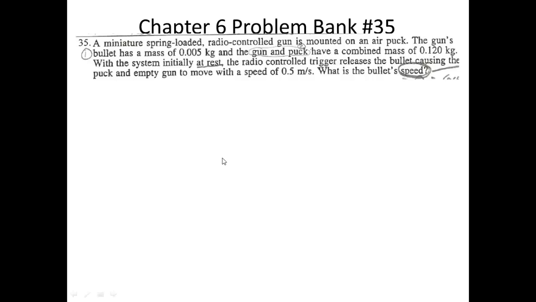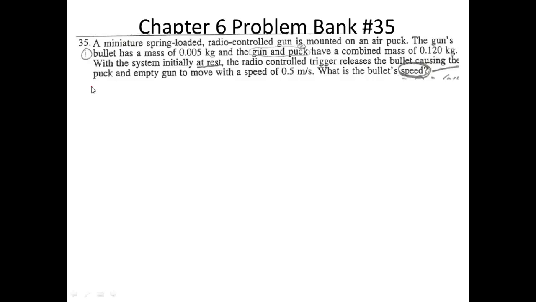Number 35, a miniature spring-loaded radio-controlled gun is mounted on an air puck. The gun's bullet has a mass of 0.005 kilograms, and the gun and puck have a combined mass of 0.120 kilograms. With the system initially at rest, the radio control trigger releases the bullet, causing the puck and the empty gun to move with a speed of 0.5 meters per second. What's the bullet speed?